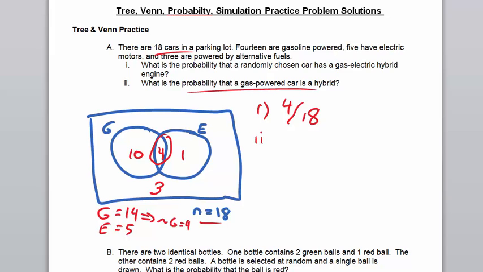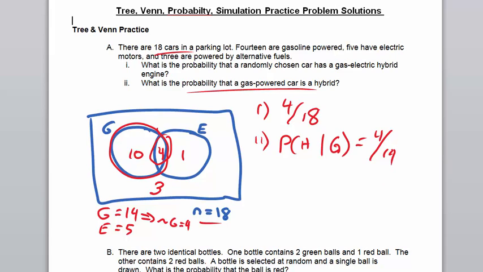What is the probability that a gas-powered car is hybrid? All right, that's a little bit tricky there. What's the probability of being hybrid given that you are gas-powered? All right, so that is restricting my sample space. This is a conditional probability. So the probability that I'm hybrid is 4 out of the 14 that were given there.